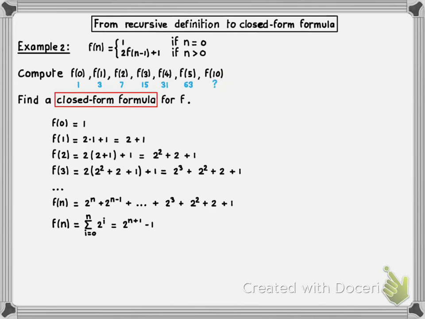Well, f of 10 is going to be 2 to the power 11 minus 1. 2 to the power 11 is 2 to the power 10, that's 1024, you got it, times 2, that's 2048, minus 1 is 2047. Notice not only you don't need a calculator, but you can do it pretty fast.